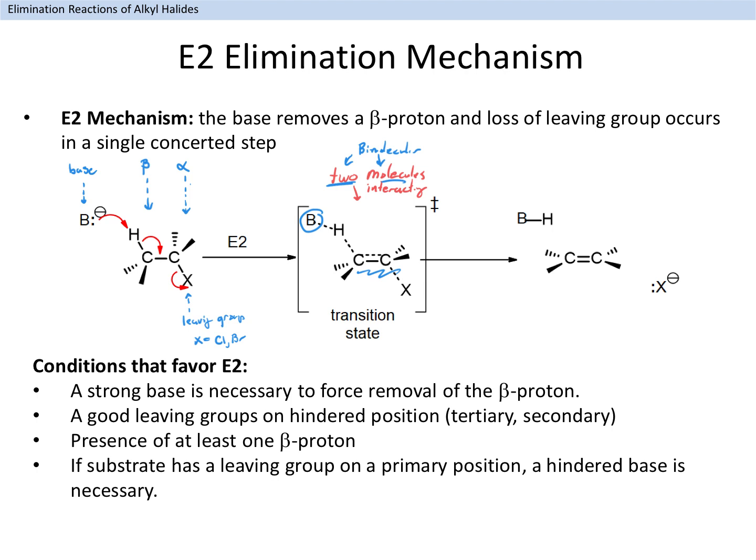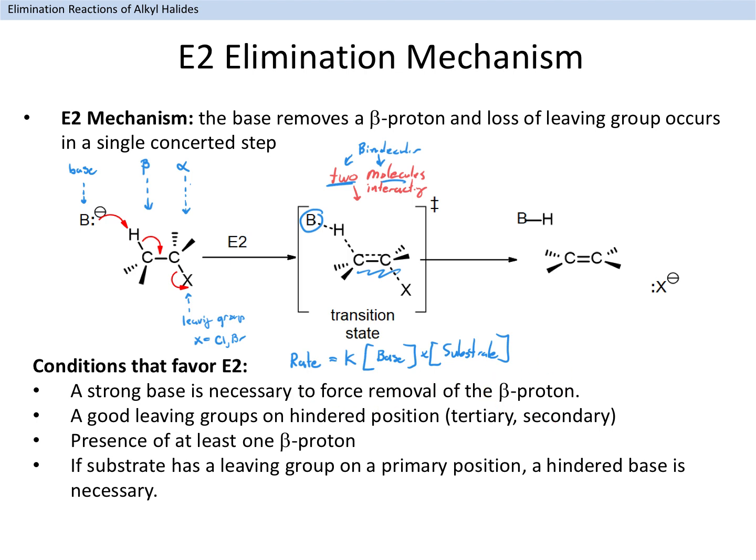Because the transition state involves both the base and the substrate, the rate of the reaction depends on the concentration of both. The rate equation for the E2 reaction reflects this, as the rate is directly proportional to the concentrations of both reactants. Several conditions favor the E2 mechanism. For example, a strong base is necessary to effectively remove the hydrogen atom from the beta carbon.